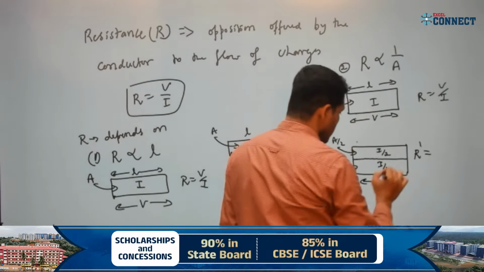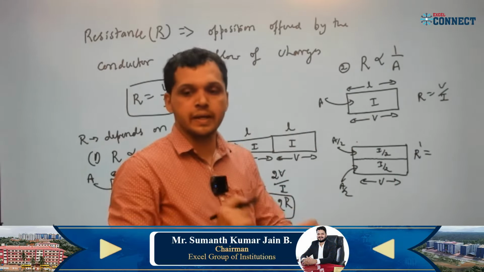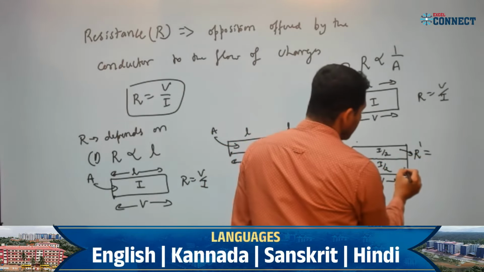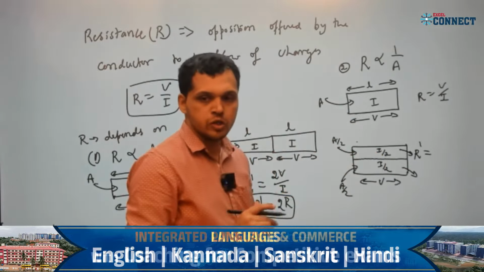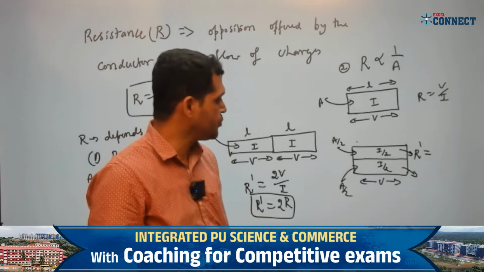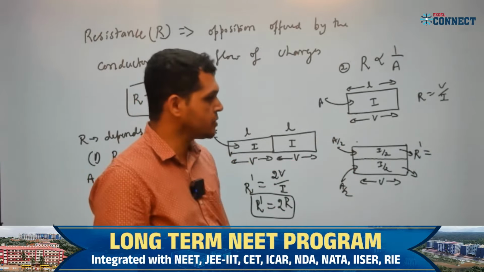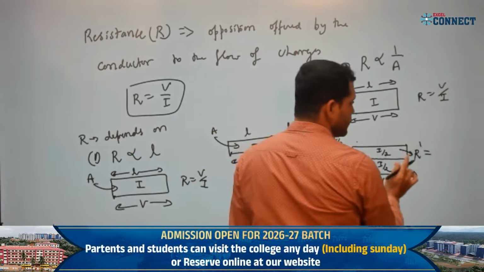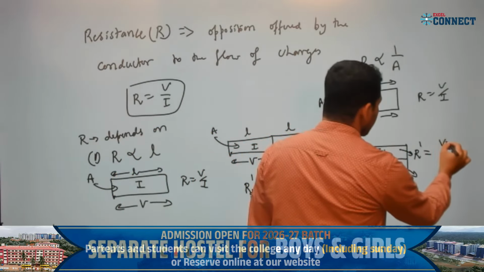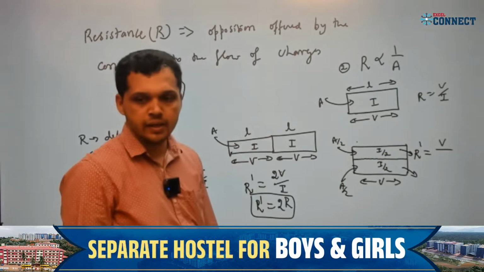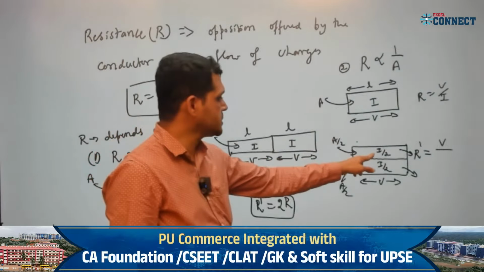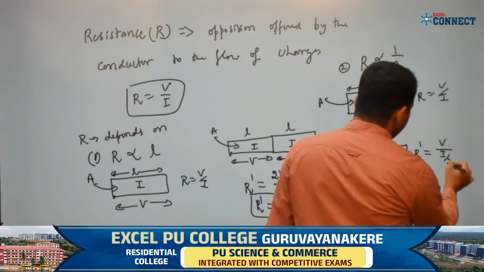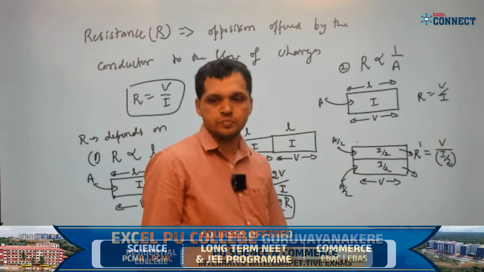Resistance R dash is equal to potential difference divided by current. I have to write the resistance of each part, the upper half and the lower half. Both will be the same. First I will take the upper half resistance R dash. The potential difference is the same, V. The current in the upper half is I by 2.